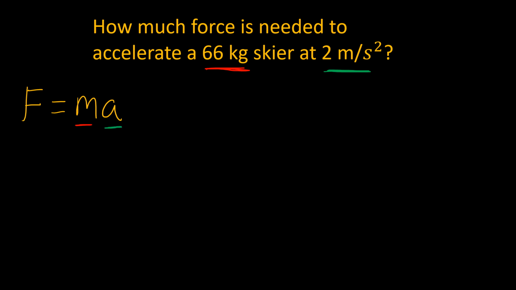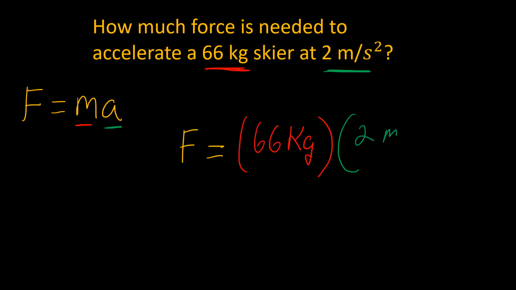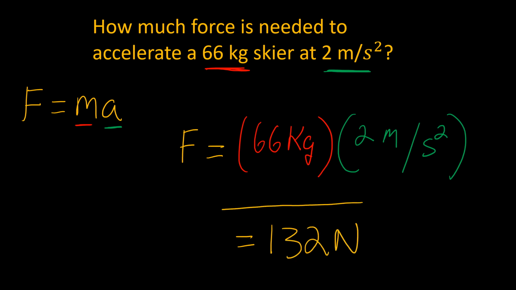This is a plug and chug equation. So without further ado, let's calculate our force. So we're going to say force equals mass, which is 66 kilograms, multiplied by the acceleration, which is 2 meters per second squared. And when you compute that, you're going to end up with 132 newtons. Remember, newtons is the SI unit derived from multiplying kilograms and meters per second squared. Let's work through another example.